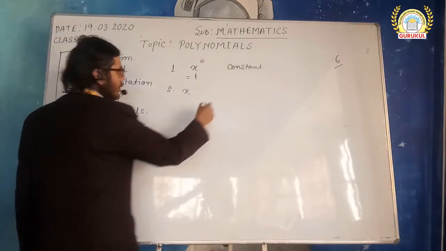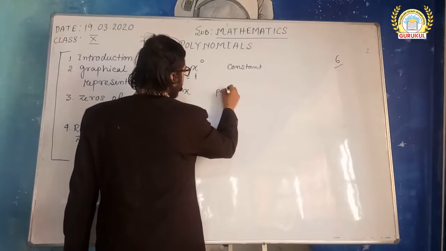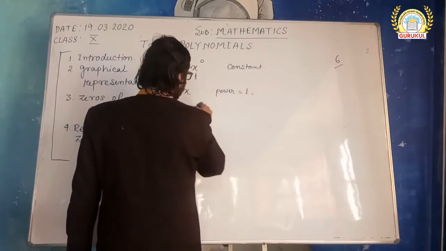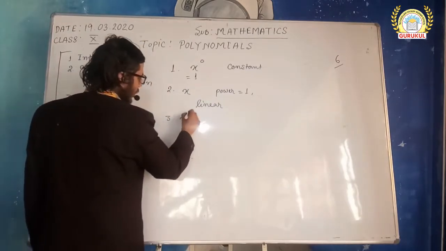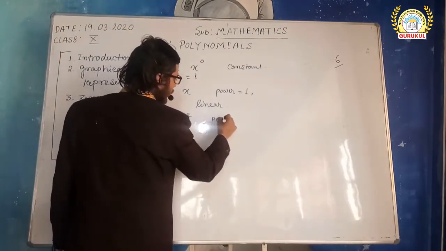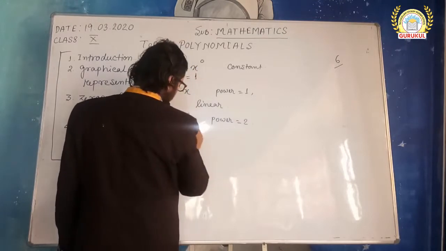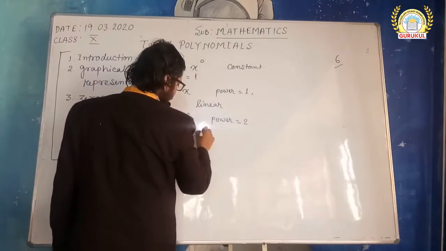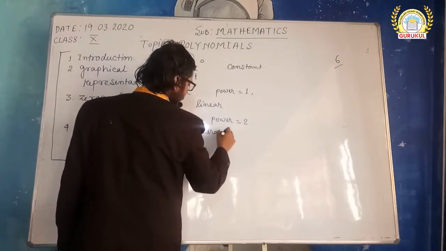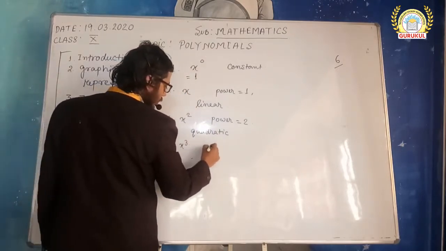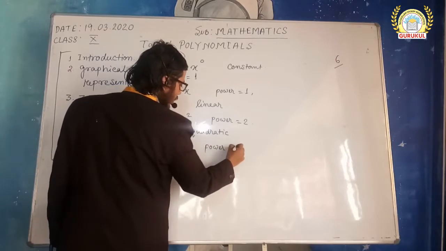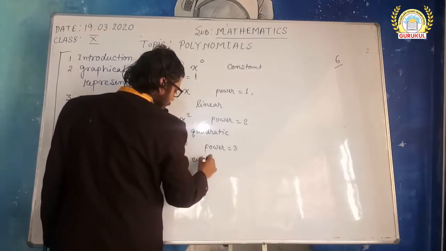Next, x. If we write x, the power is equal to 1, so this is called linear. After that, x square, power is equal to 2, so this is called quadratic. Number 4, if I write x cube, power is equal to 3, which represents cubic.